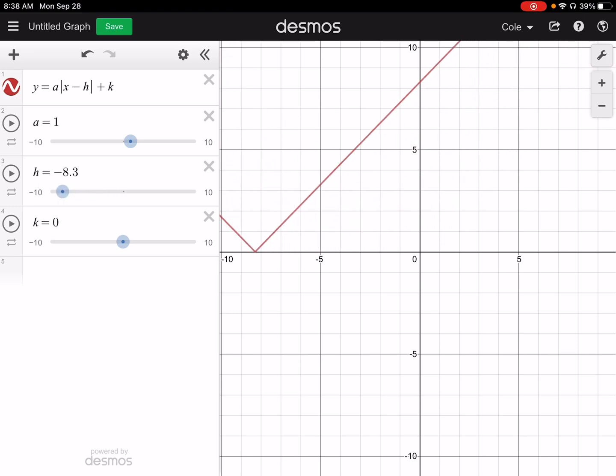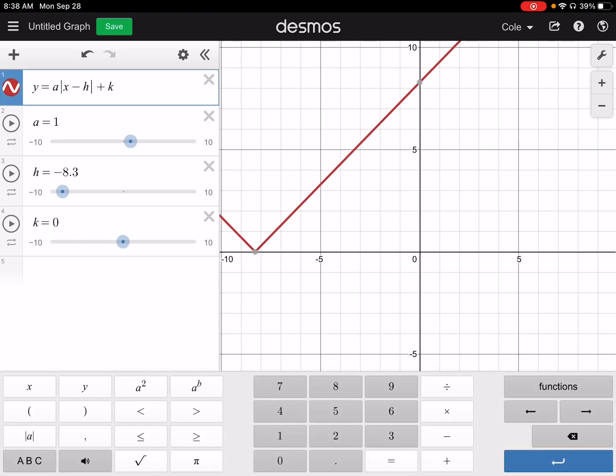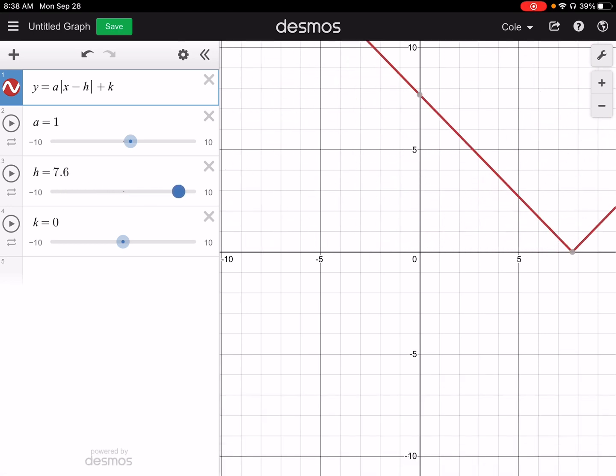Now I want you to pay really close attention here, because this right here says minus h. That's a little bit confusing the way that it's written, but it's always going to say x minus h, and when it says x minus h, then if h is positive, it's a translation right. If h is negative, it's a translation left.